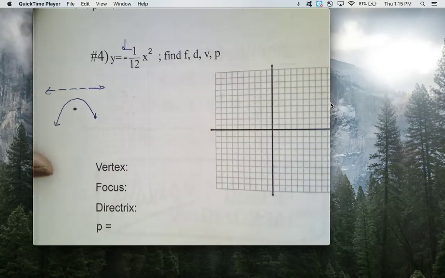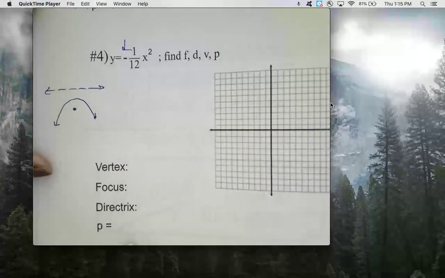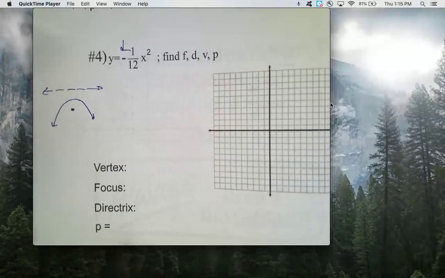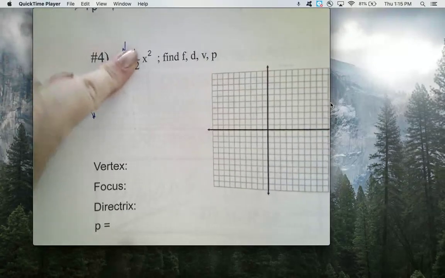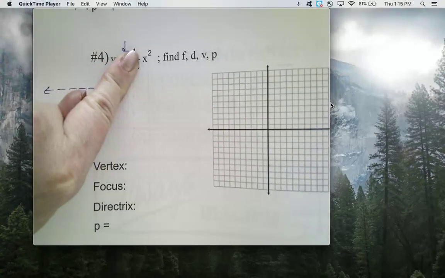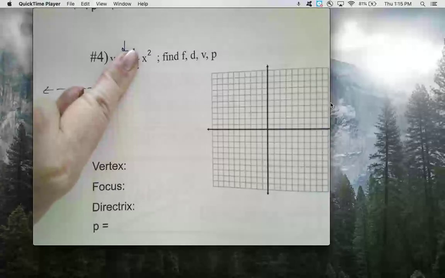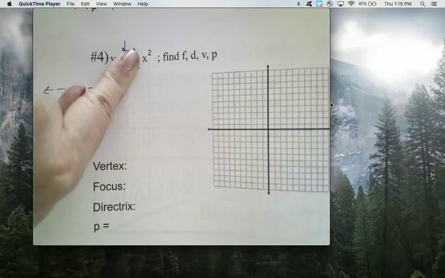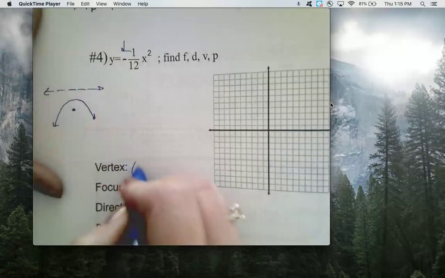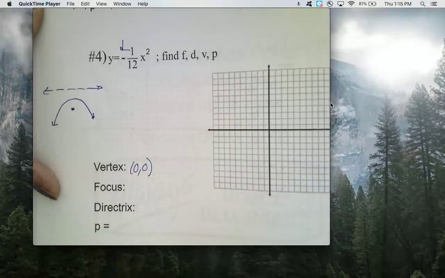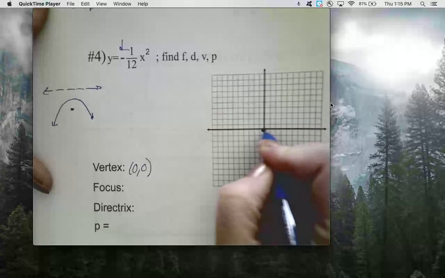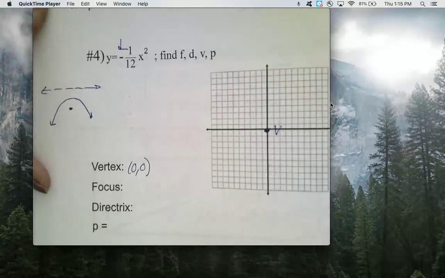All right, so now I have to find the vertex. Remember, don't be tripped up by that A value. Cover it up. Cover up that A value. So all that's left over is x squared. What's the vertex of x squared? 0, 0. It's the origin. It did not get shifted left, right, up, or down, so the vertex is your origin. Put a dot on the origin. Always label vertex. You'll see why in a moment that's so important.